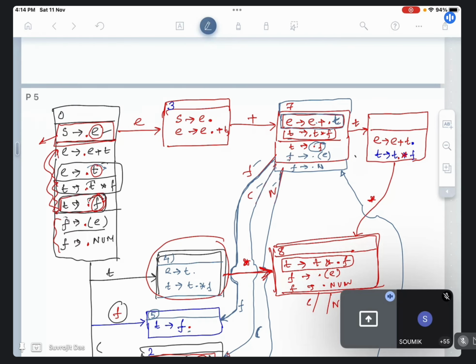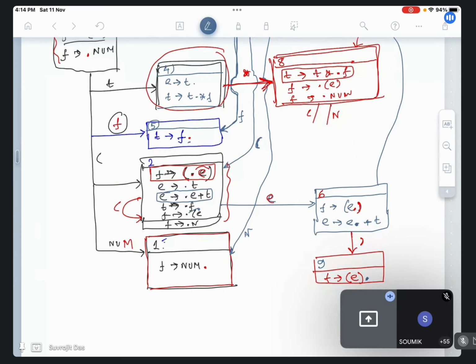That means you have pushed a plus. The dot has moved to the right. Here the dot was on the left of plus, right? So this is a transition on plus. So you have done a transition on plus. So more or less you have done everything. And what are the transitions out of state number 8? So this is state number 8. What are the transitions out of state number 8?